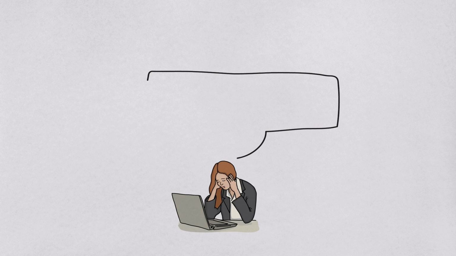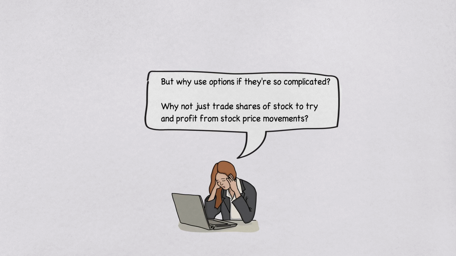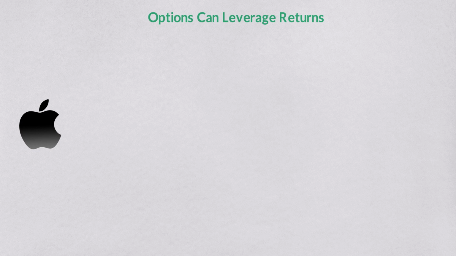Now, at this point, you're probably wondering, if options are so complicated, then why do people trade them, and what's the benefit of trading options instead of just shares of stock? Now, probably the biggest appeal of trading options is that they can leverage your returns relative to a simple stock trade. So let's go ahead and compare a hypothetical stock trade and an option trade to illustrate this point.